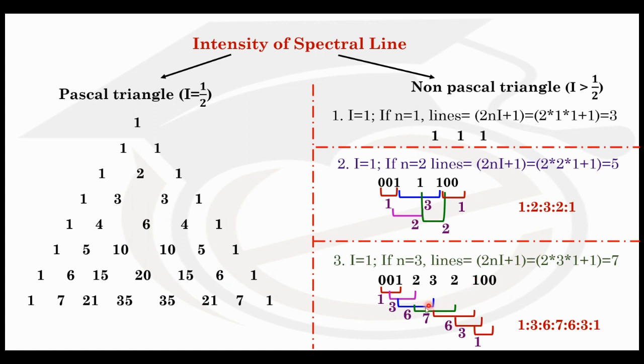It's quite easy to calculate like this, but if you don't have any practice, you may feel it is difficult when the number of lines is 10 or something like that. Otherwise this method is very easy. First we have to find out, when n equal to 1, how many lines we are getting. That number minus 1 is the number of zeros we have to add in the left and right side, and that many numbers we have to add to get the intensity ratio.